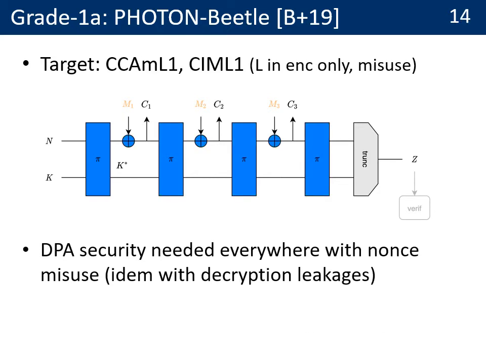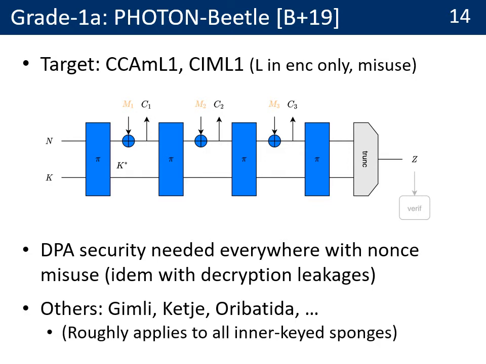By contrast, this doesn't work anymore if you add misuse to the adversary's capabilities. The reason is that the adversary can now fix the ephemeral key, use multiple message blocks in order to recover this ephemeral key thanks to DPA, and invert the permutation. So we are back in a situation where we need DPA security everywhere, and this applies more or less to every inner keyed sponge design.